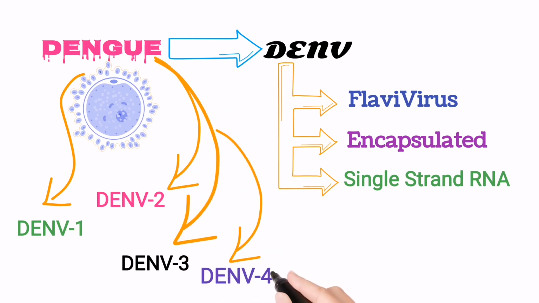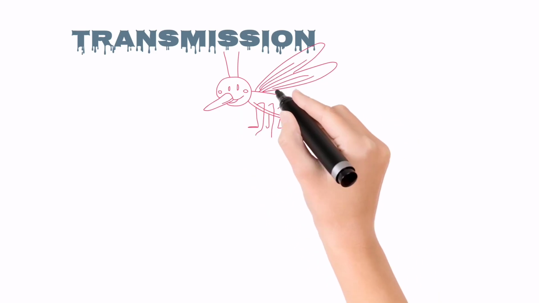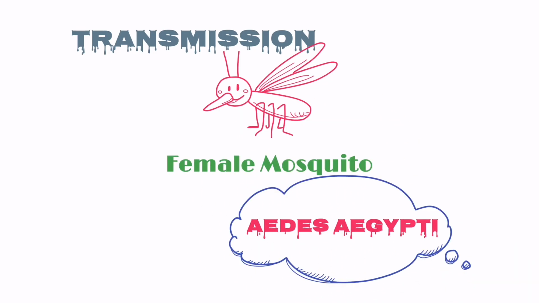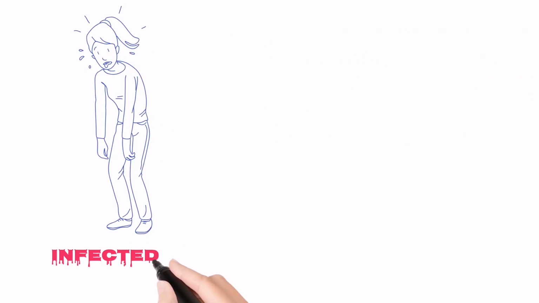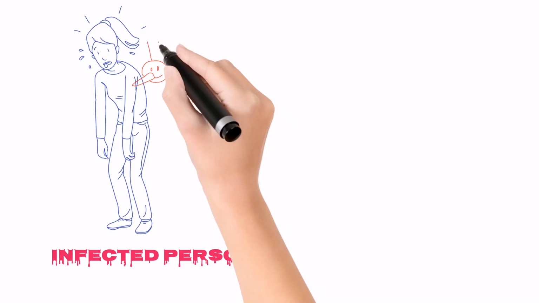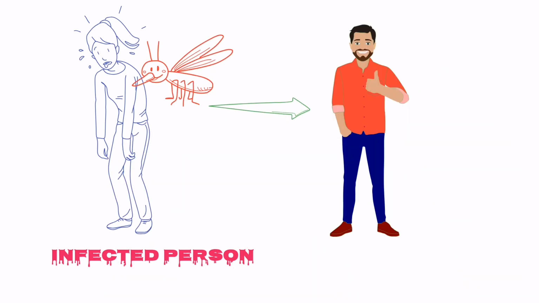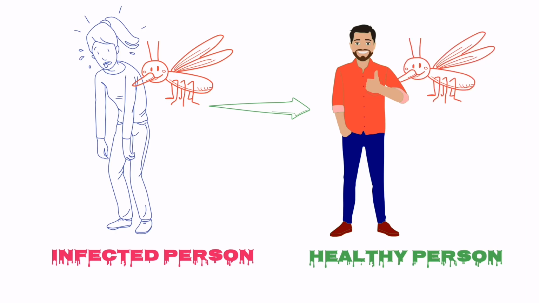Now, how is dengue virus transmitted? It is transmitted by a female mosquito named Aedes aegypti. When an infected person is bitten by Aedes aegypti and then it bites a healthy individual, in this way the virus is transmitted from the infected person to the healthy individual.